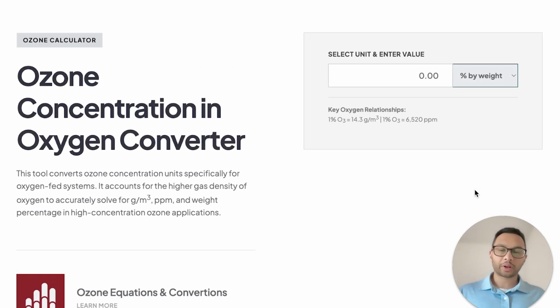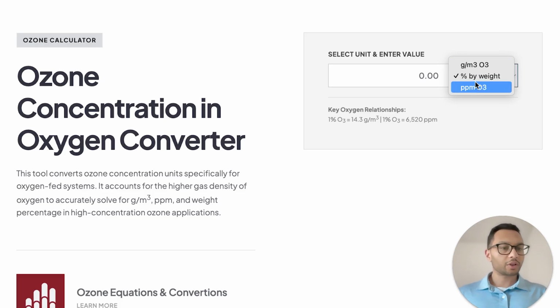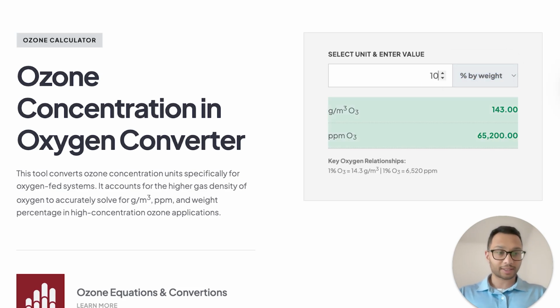Going on to calculator number 4, which is the ozone concentration in oxygen. It's basically converting how much percent by weight you will have in oxygen. This tool is meant for any type of oxygen feed systems, as in the description here. So we normally work in percentage by weight. You would put in your percentage, as I said, 10% by weight. That's what percentage a Pinnacle ozone system roughly makes.